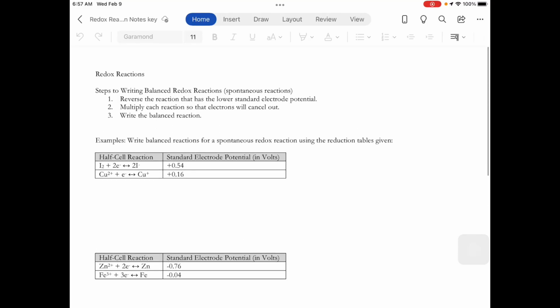Hey students, today we're going to talk about redox reactions, and you're going to write balanced reactions. So, steps to writing balanced redox reactions, and these are only going to be spontaneous. I know you don't quite understand that now. Next folder, you'll understand what I mean by spontaneous redox reaction versus not spontaneous redox reaction.